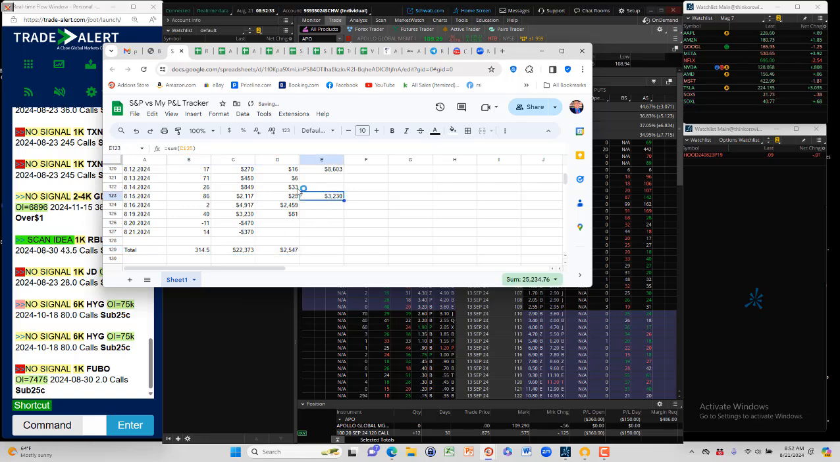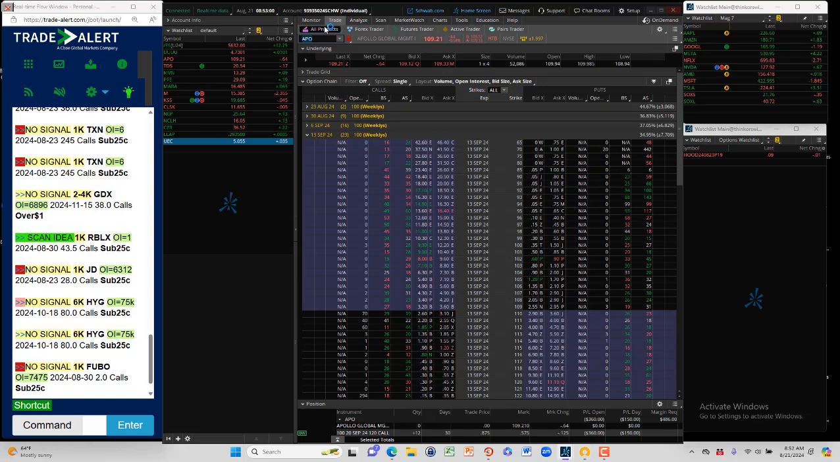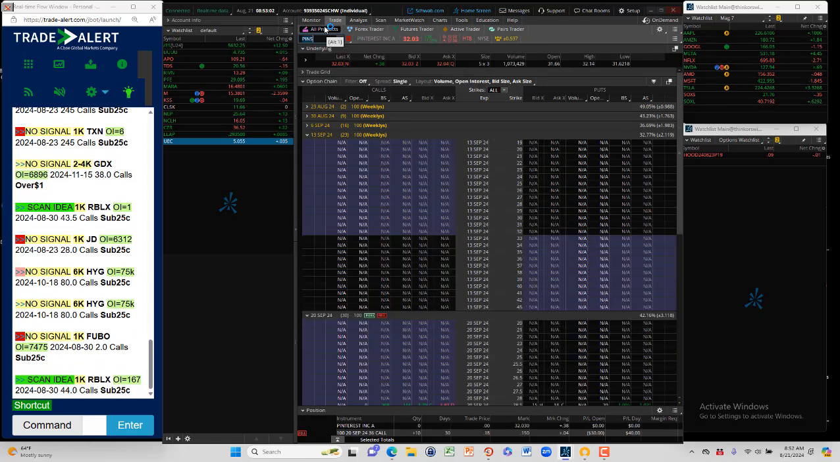So for the week, I'll put that back to 3270. About 2,400 for the week. So I'm having a good week. It just, if you make one big winner, I'm not adding to Rivian now. I'm looking to buy different Rivian calls though.